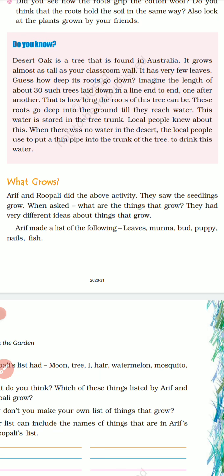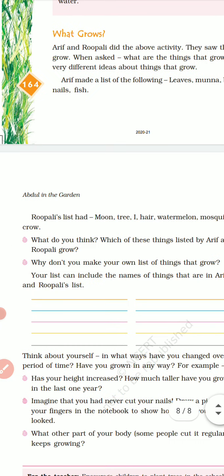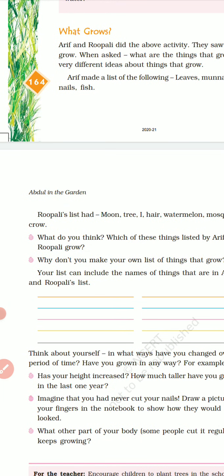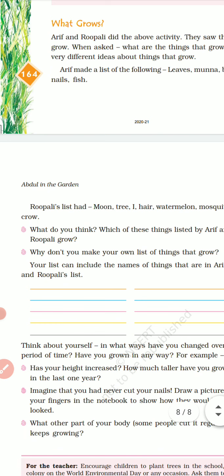What grows? Arif and Rupali did the above activity. They saw the seedlings grow. When asked what are the things that grow, they had different ideas about things that grow. Arif made a list of the things that grow, like leaves, Munna, bird, puppy, nails, fish. They are the things that grow. And Rupali had the list like moon, tree, eye, hair, watermelon, mosquito, crow. What do you think? Which of the things listed by them grow?